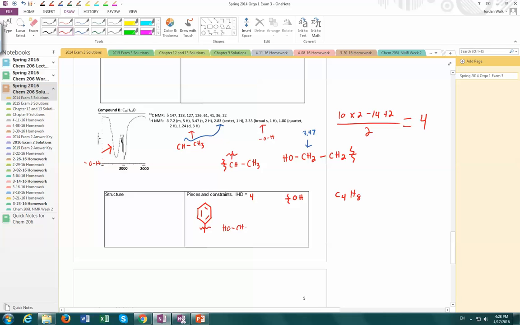HO, CH2, CH2, CH, CH3. And so really at this point, we've only got 2 things to put together, right? And so what we end up with is going to be HO, CH2, CH2, CH, CH3, and then our phenyl there.